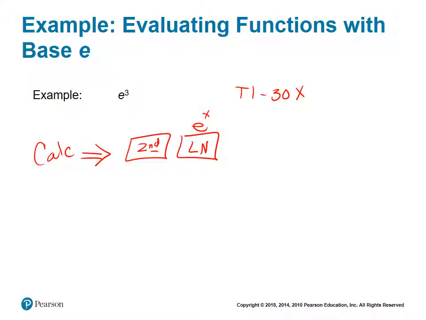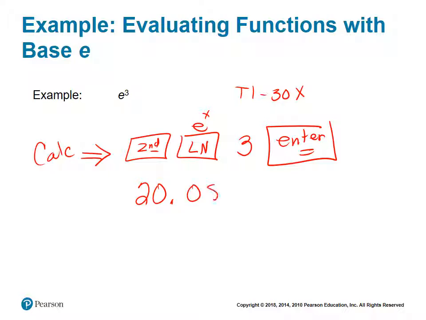And our exponent is a 3, so we would type a 3 and then the equal sign or the enter key. So second, and then ln gives us the Euler's number e. Type in exponent 3, and then that will equal 20.086 if you round it off 3 places behind the decimal.